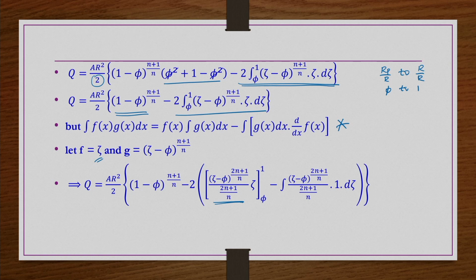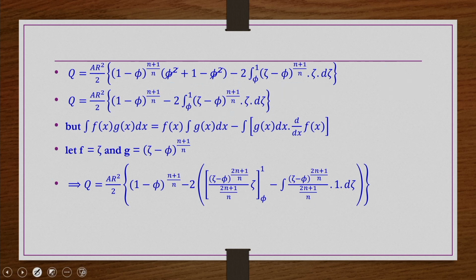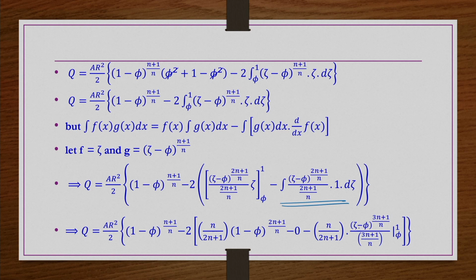integration of (zeta minus phi) power (n plus 1) by n is nothing but (zeta minus phi) power (2n plus 1) by n divided by (2n plus 1) by n, and then zeta, that is f, is as it is, limits phi to 1, minus integration of this part is again the same, whereas the differentiation of zeta is nothing but 1 now and d zeta, right. So, in the next step when we integrate this term as well, then we get (zeta minus phi) whole power (3n plus 1) by n divided by (3n plus 1) by n, and then limits phi to 1. So, you substitute the limits in the next step.